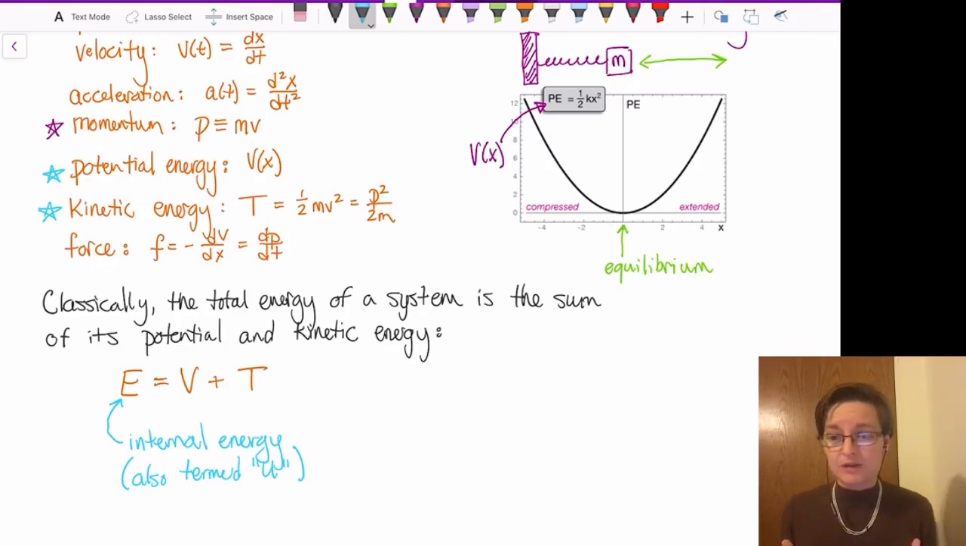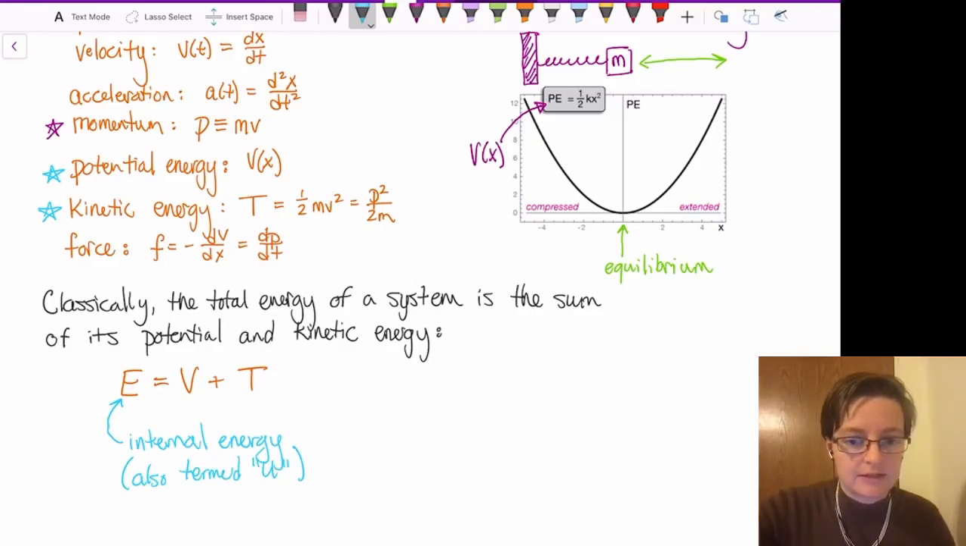So for a system like this, where the only thing that matters for its free energy is the internal energy, minimizing the internal energy is going to make the system more stable or closer to equilibrium. And that's why I've drawn our equilibrium position at the minimum of our potential energy curve.